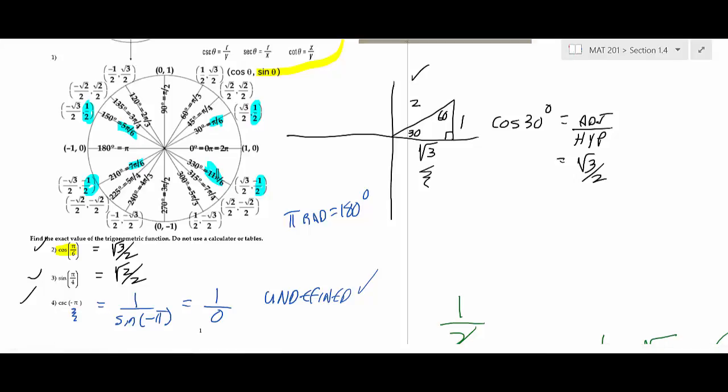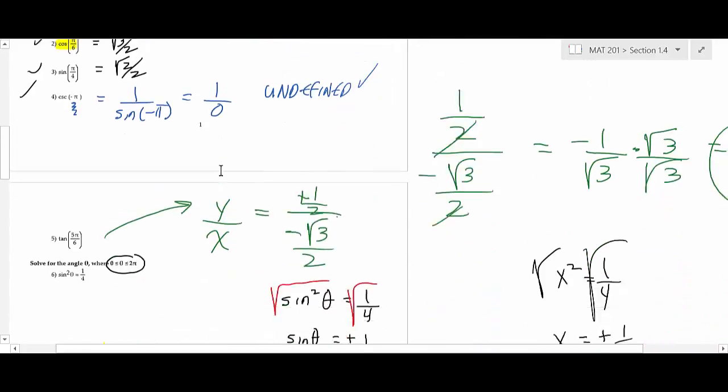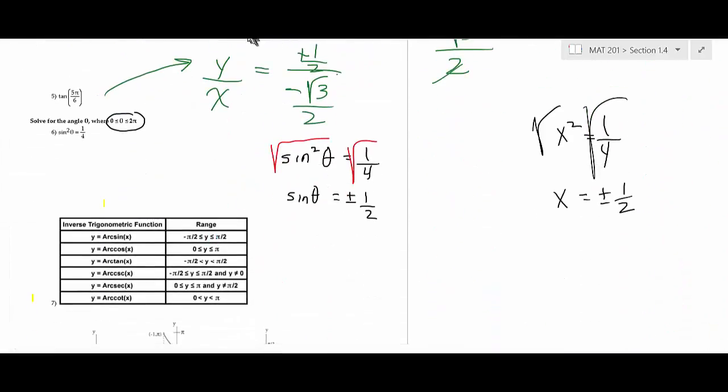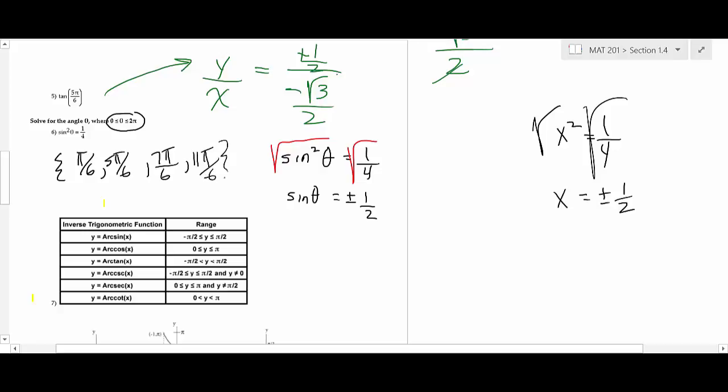Okay, you guys remember that? If it was a cosine, then what would you look at? Then the x value, exactly. So what you would get for your answer then, you just write your answer like pi over 6, 5 pi over 6, 7 pi over 6, 11 pi over 6 like that. Okay, that's the idea. Does that look familiar and okay?